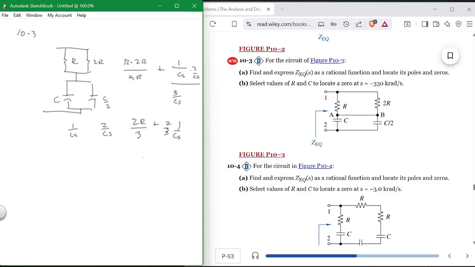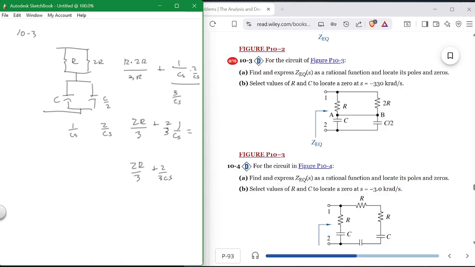So that would be your, this is my resistance: 2R over 3 plus 2 over 3 CS. And they ask, what is that equal to? S equals minus 3. Okay, select the values of R and C to locate a zero at that point. So this is equal to this. So 2R over 3 would equal 2 over 3 CS at that value.